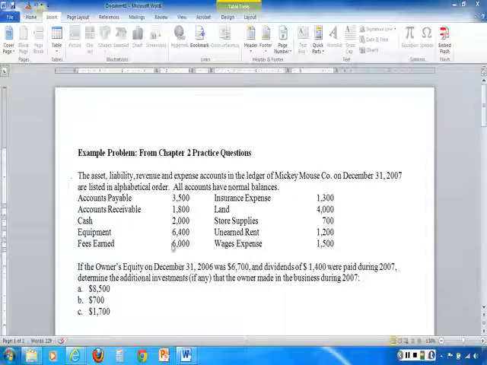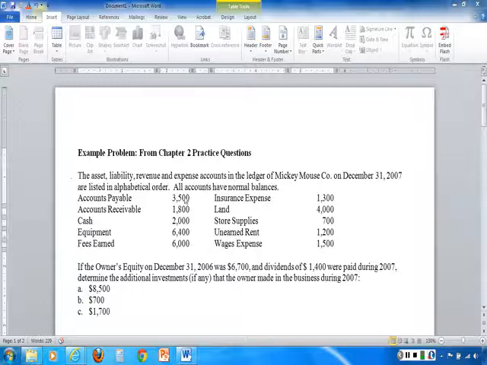This is a question I'd like to show you how to solve. It's from your Chapter 2 practice questions. And not only would I like to show you how this particular question is solved, but I'd like for you to just get a sense of how you should be solving multiple choice questions of this nature.